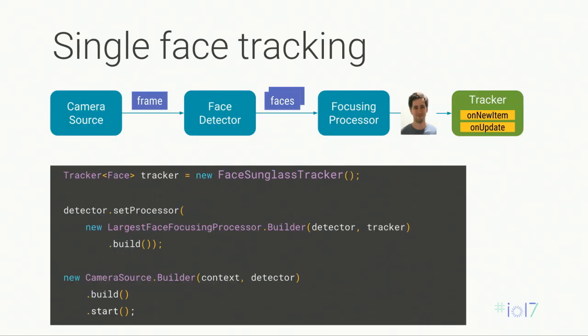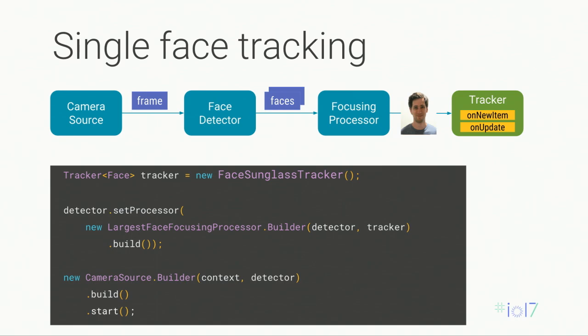The same as Barcode API, Face API also supports video analysis. So, a quick refresher of the pipeline. We have 4 components. We have a camera source, which is responsible for getting frames from the camera. And the camera source passes these frames to the face detector, where faces will be detected. And the focusing processor is responsible for selecting the right face and routing that face to a tracker. Tracker is where you want to put your business logic. We will show in the next slide how to implement a tracker class.